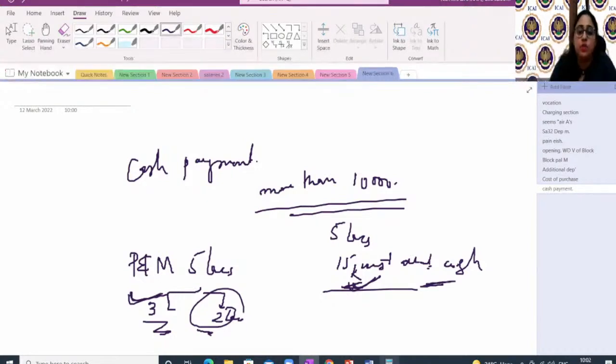Agar yehi installation would have been 7,000, that would have been not a problem. 7,000 would have been added in the cost. किसी को कोई डाउट?